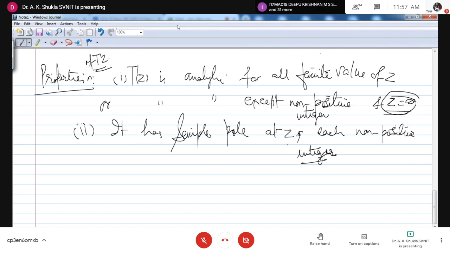Non-positive integer, and then this is a 0. Sorry, 0 is this, 0, minus 1, minus 2, minus 3, minus 4, and so on.